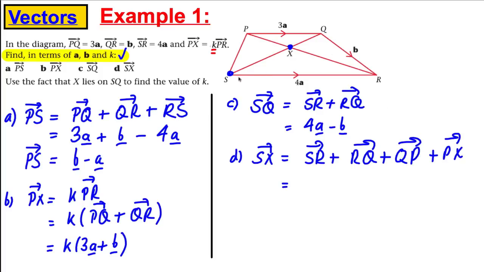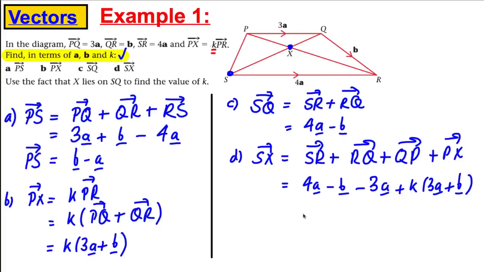Now let's just tidy this up. S to R would be 4a, R to Q would be going backwards, so it would be subtract b, and Q to P would be going backwards, so it would be subtract 3a. Now P to X, I've already done this in part b. P to X here is k(3a + b), so plus k lots of 3a plus b.